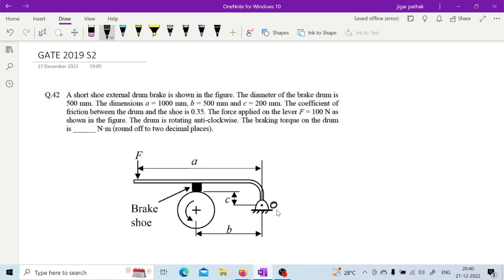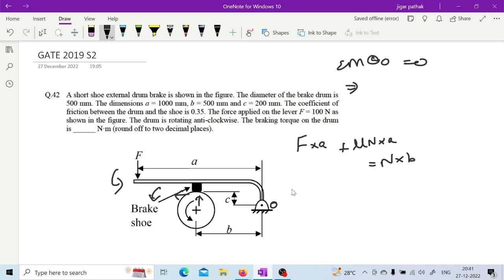Yes. Fine. So first take the moment about O equals zero. Here, mu N and N will have this direction, so we have F into A equals... In this case mu N will help the braking torque, because the drum is rotating anti-clockwise, and the frictional force will also come anti-clockwise since the fulcrum is below the block. Are you getting what I'm saying? Yes, sir. So here it is plus mu N into A, equals N into B. You have all the data, so you can calculate N.